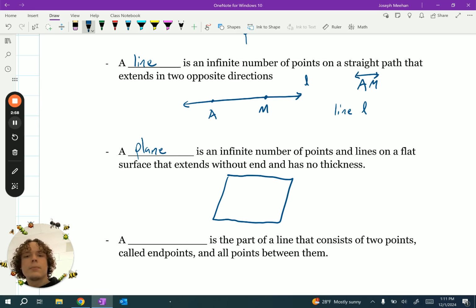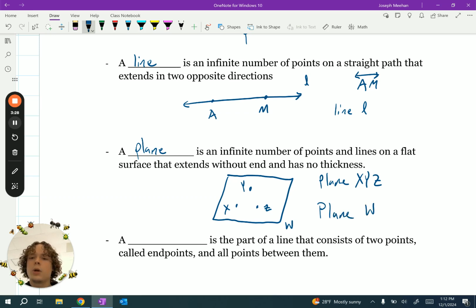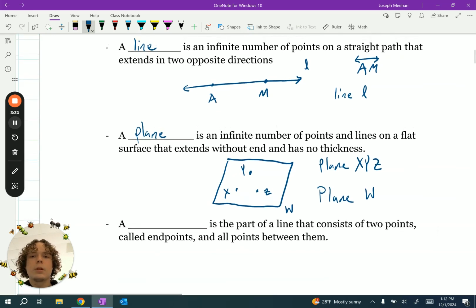It has no thickness. What we can label a plane as is we can pick 3 points on a plane. Let's say we pick X, Y, and Z. That's what we're going to call those points. And we can say that this is plane XYZ. Or if you wanted to give this plane an overall name, just like we did with the line, where we called the line L, we could say like this is plane W, right? We could say that this is plane W. Either way works, right? Pretty cool.